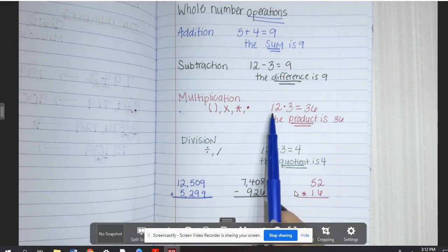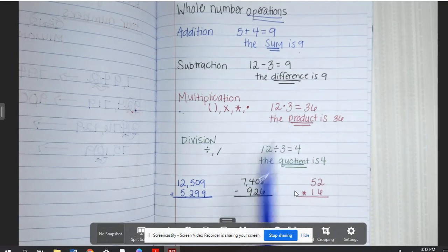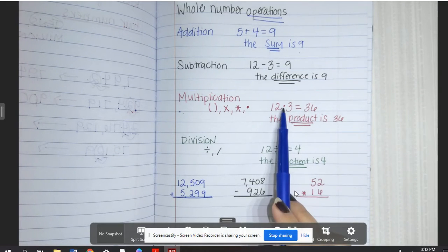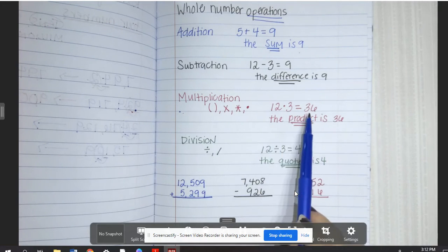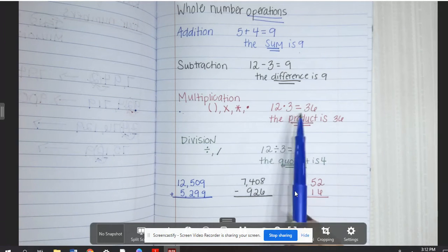So here I used 12 times 3 equals 36. I used the little dot right here in the middle, and that also means multiplication. So there are 4 ways to show multiplication. Now the answer to a multiplication problem is the product. So the product is 36.